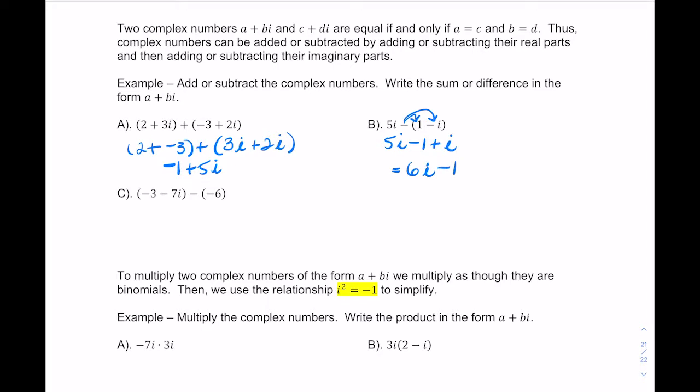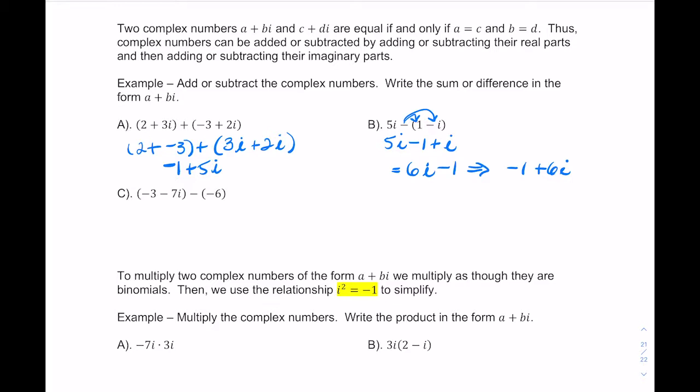And if we want to write this in the form a plus bi, I'm going to rearrange this and put the real part and then the imaginary part. So my answer would be negative 1 plus 6i.